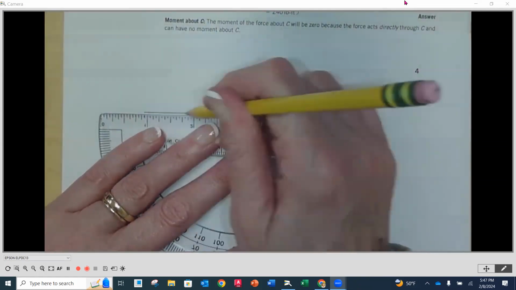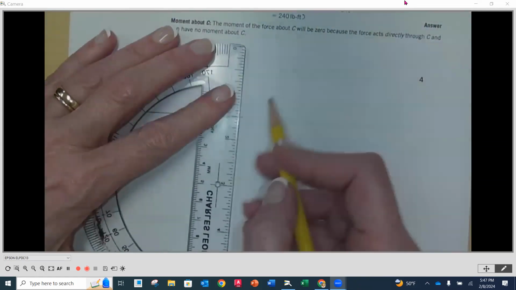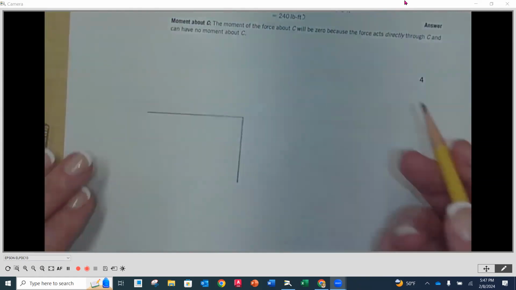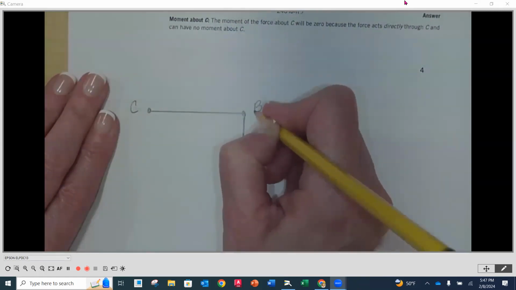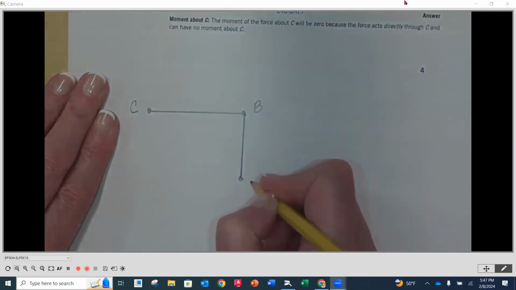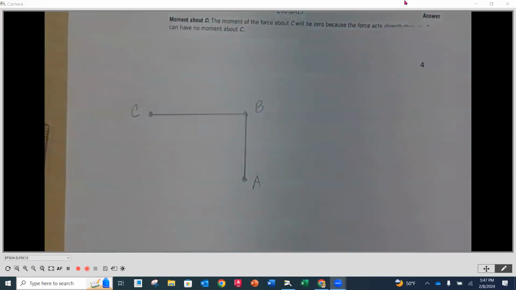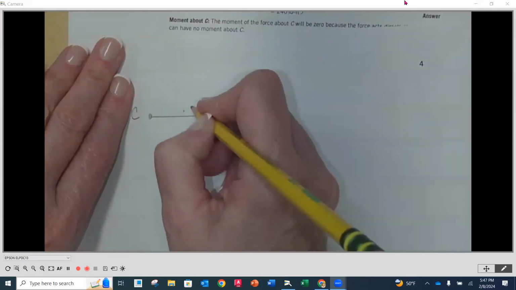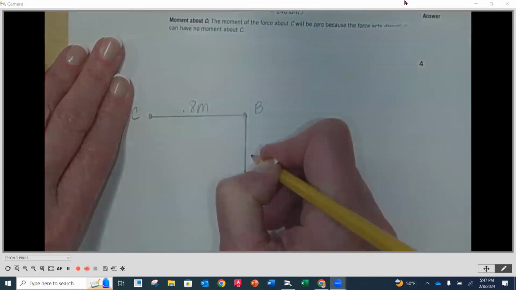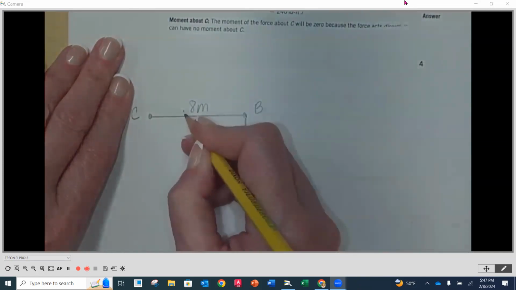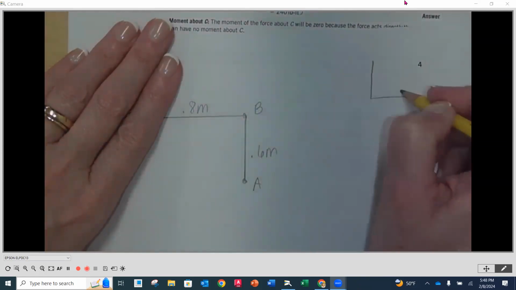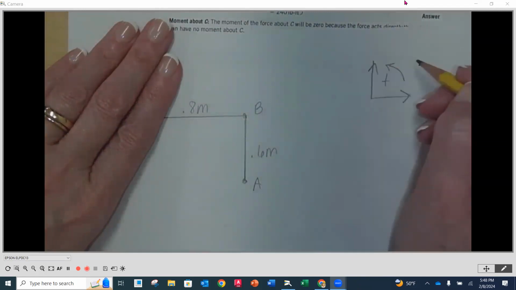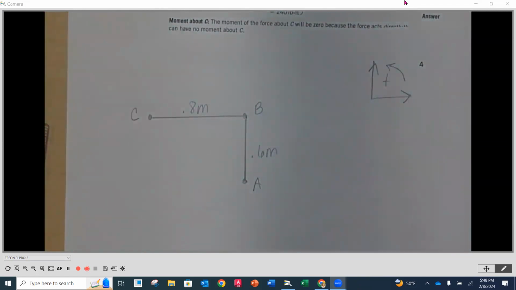I'm going to start it here, and I'm going to go down. This is going to be my point C, this is going to be B, and this is going to be A. The distance from C to B is 0.8 meters. The distance from A to B is 0.6 meters. I'm going to right away put my convention in the upper right-hand corner with my rotation, my new convention, so I don't forget, always at the start of every problem.